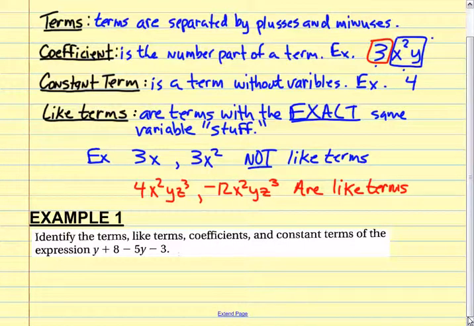We could put them together. If I did put them together, what would I get, Peyton? 4x squared yz cubed and negative 12x squared yz cubed. Well, if I combined them, I would get negative 8x squared yz cubed. Perfect, negative 8x squared yz cubed. If I had 4 of them and I added it to negative 12 of them, then I'd only be left with negative 8 of them, right? Whatever them is.